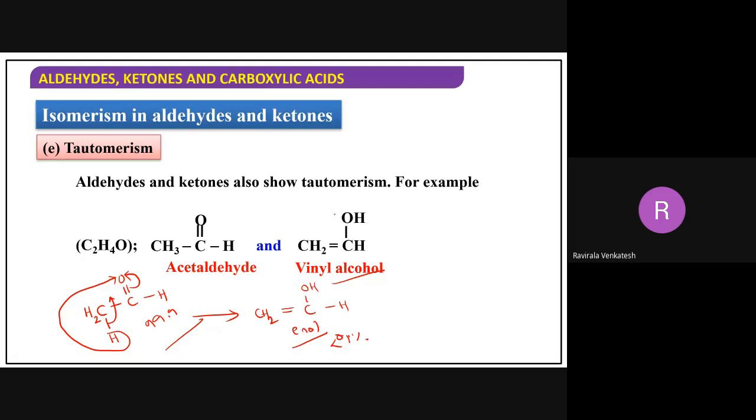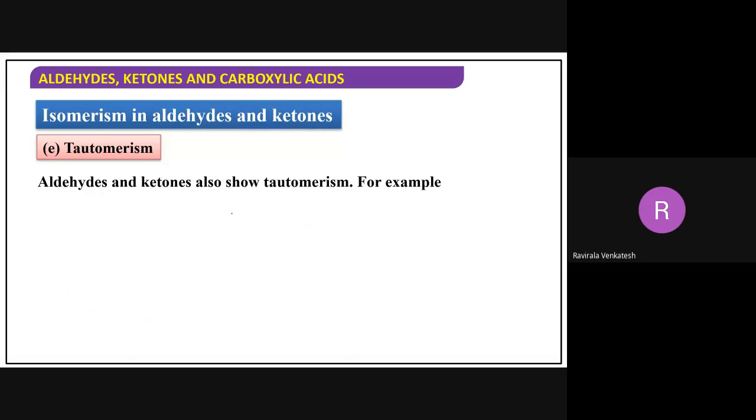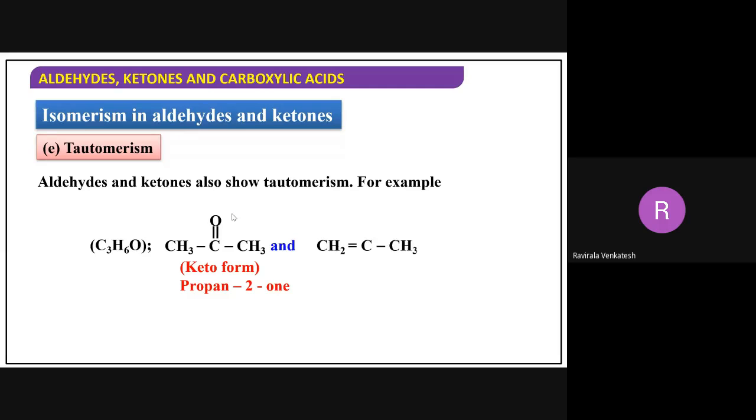So definitely what happened? Resonance is there, no? It will do some resonance like this here. So again, we get this compound. Tautomerism is not there, but anyhow, we can take that. When you get the keto form, it is also the same like this. Even keto is also the same: CH2, C double bond O, CH3.